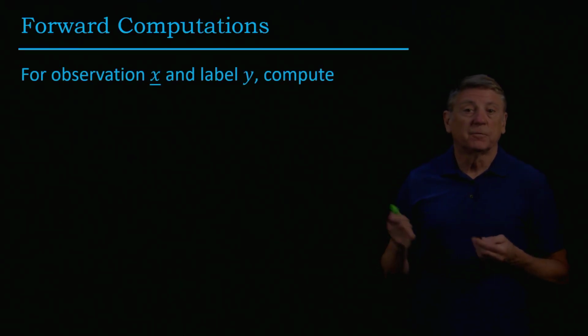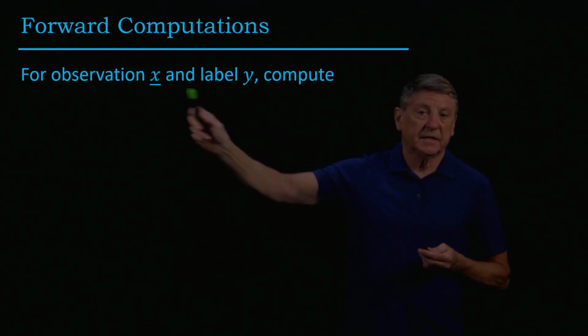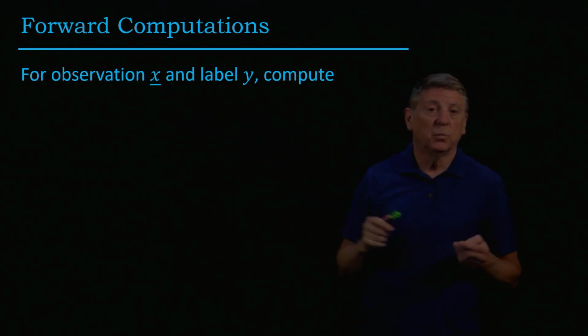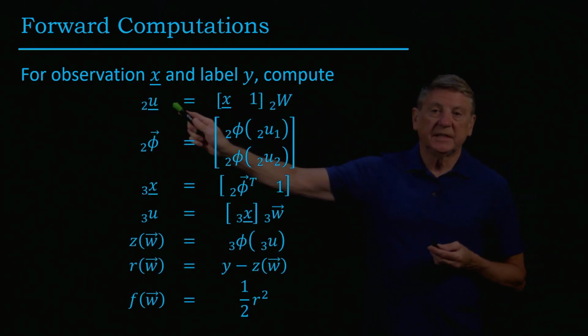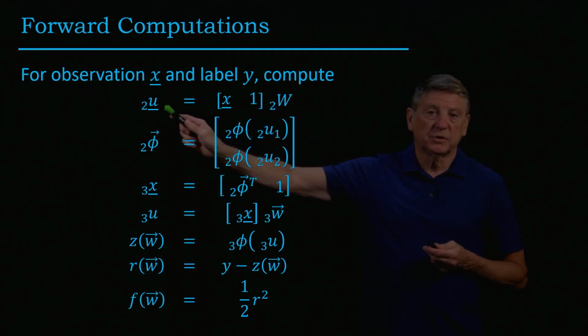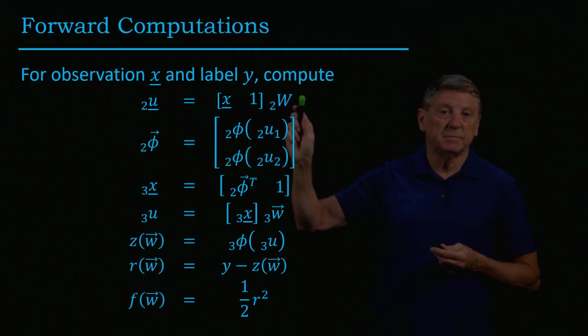Welcome. In this session, we'll recall the forward computation and back propagation for our simple neural network. The forward computations are, we have an observation X and we have a label for that, and we need to do these forward computations.